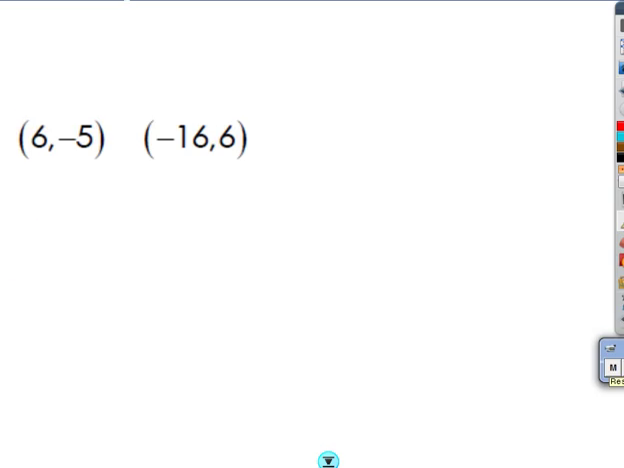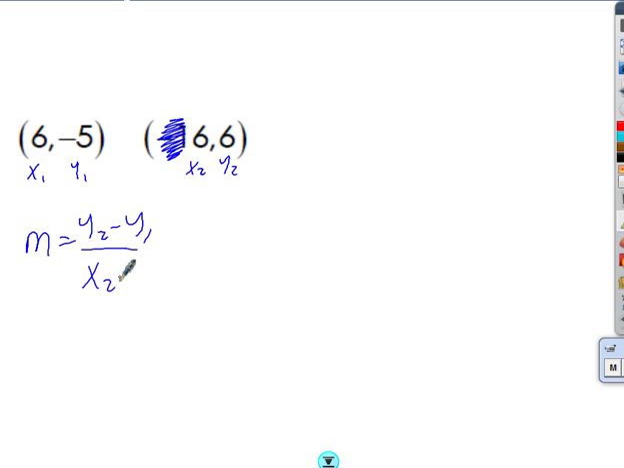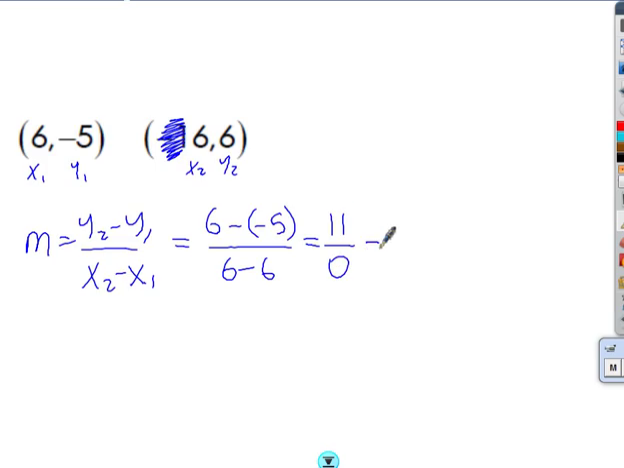Here's our last example of this type. I want to show you a special case, so I want to change this example to 6, negative 5, and 6, 6. So this is our x1, y1, x2, y2. I made this change so I can show you a different style. If I write my slope formula, y2 minus y1 over x2 minus x1, we will end up with 6 minus negative 5 divided by 6 minus 6. This will give us 11 over 0. A number divided by 0 is undefined.